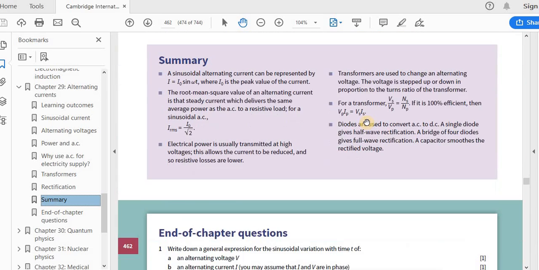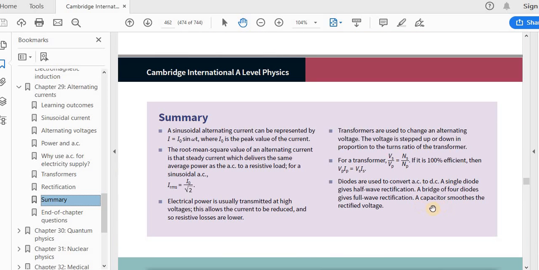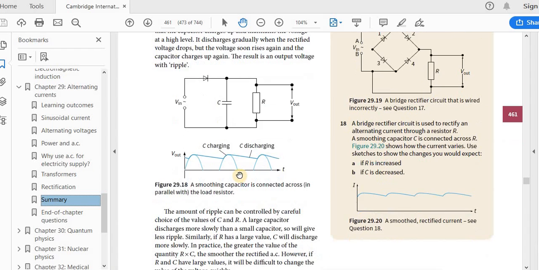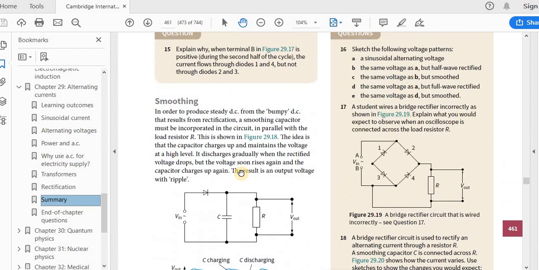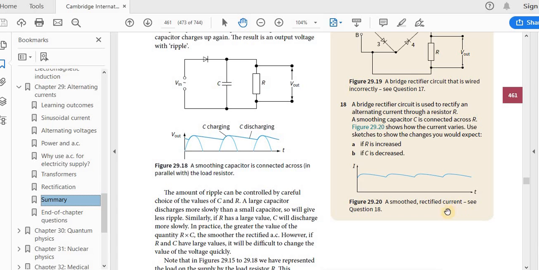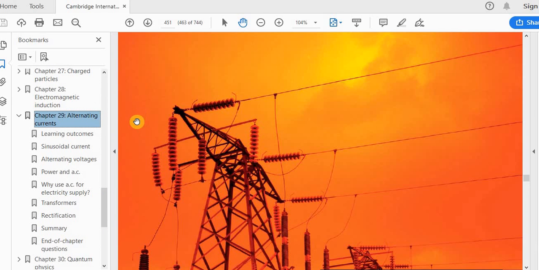Okay, so we are still in the summary, and also we learned you saw this capacitor smooths the rectified voltage. Now here the voltage is rectified, and once you fit a capacitor, this is what happens. Something like this, a smooth rectified current. Okay, so we can see the details afterwards.